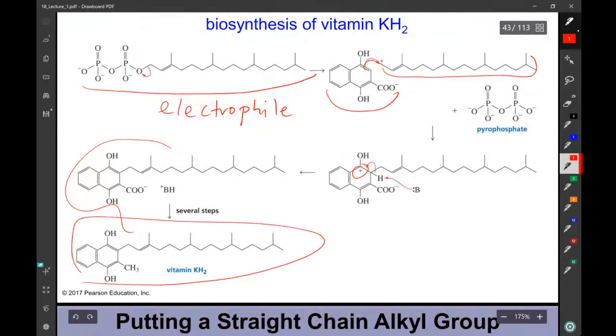You do that in several steps, and then you form your vitamin K. Okay, those are the things that those who do food chemistry are doing, synthesizing vitamins that will be sold over the counter for you to take as vitamin supplements. Those are the kind of reactions they spend their time doing, producing those vitamin supplements.